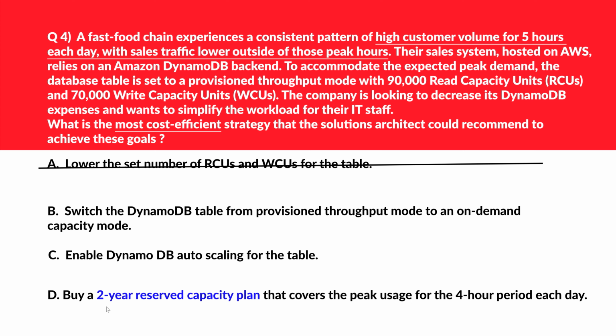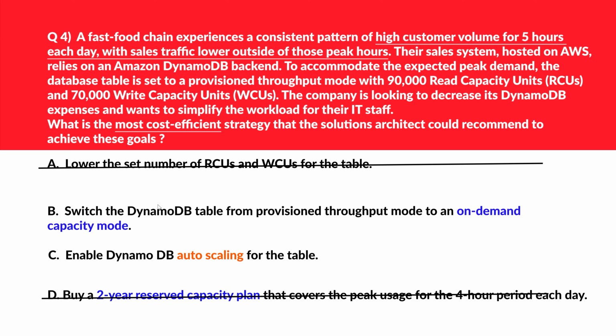Let's move to option D. D says buy a 2-year reserved capacity plan that covers the peak usage for the 4-hour period each day. So purchasing a reserved capacity for 2 years to cover only 5 hours of the peak load each day would not be a cost-effective solution compared to paying for actual usage. Therefore, option D is out.